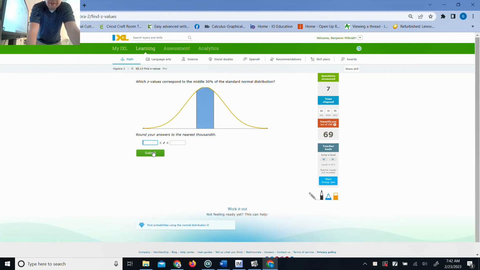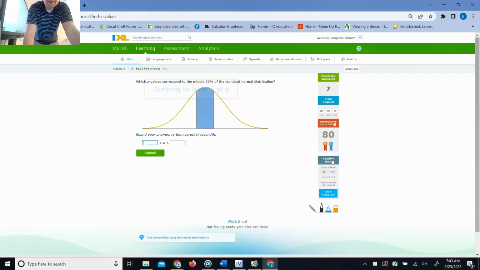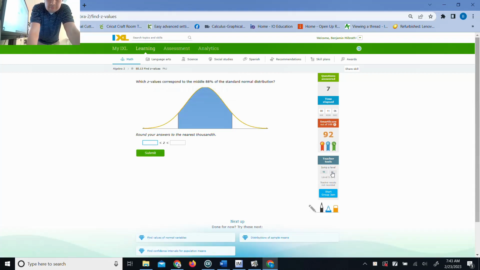Middle 30, that's not going to be a problem. Jump ahead, see if there's anything interesting in here. Middle 30, same blasted thing. Middle 88 is as high as it gets. So let's take this one out to a 95 because it's pretty easy. And that does it for IXL EE13.